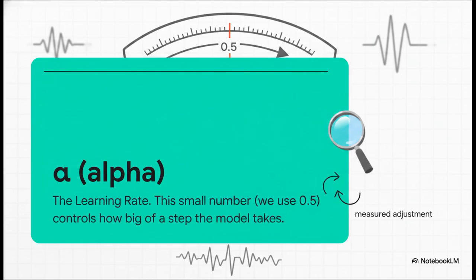Next is that little alpha symbol. That's the learning rate. Imagine you're tuning an old-school radio. If you crank the dial way too fast, you're just going to fly right past the station. Alpha is like that. It's a small number, we're going to use 0.5, that tells the model to make small, careful adjustments. It keeps it from totally overreacting to a single mistake.